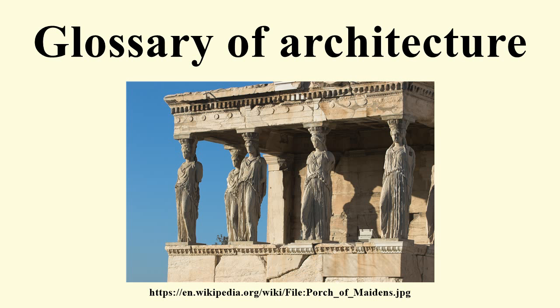Arris: sharp edge where two surfaces meet at an angle. Arrow slit: a thin vertical aperture in a fortification through which an archer can launch arrows. Articulation: the manner or method of jointing parts such that each part is clear and distinct in relation to the others, even though joined. Ashlar: masonry of large blocks cut with even faces and square edges.